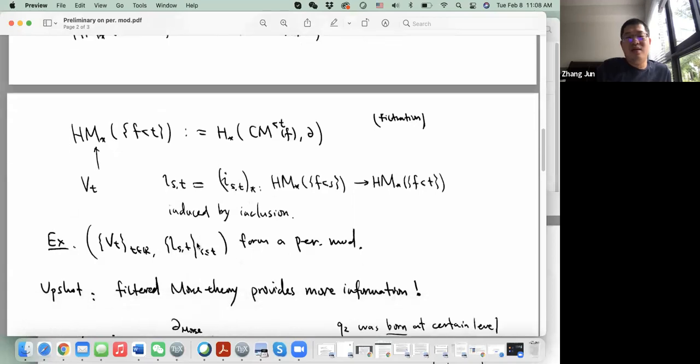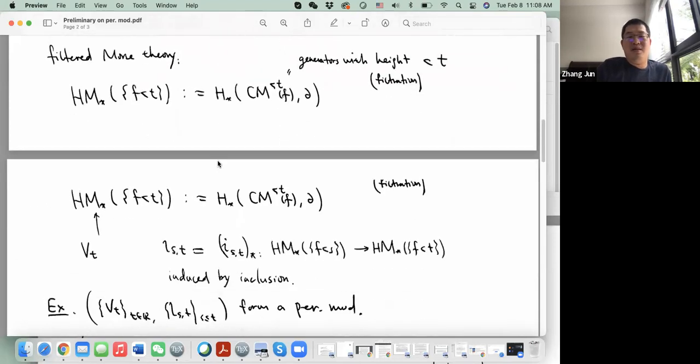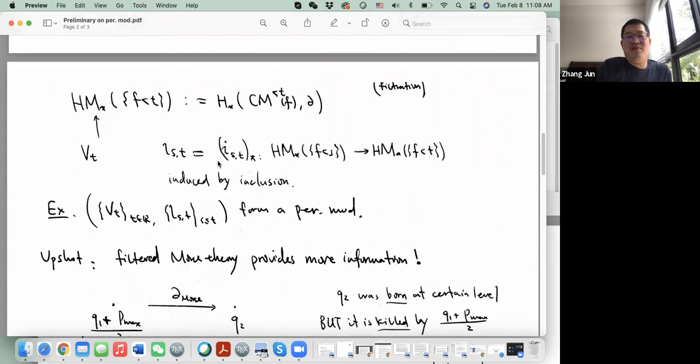And you can check, it's a good exercise, that if I assemble all the data in this way, you will get a persistence module. This is a very classic way to get a persistence module from geometry. And then you might wonder, what's the benefit of having this filtered version instead of the classic ones, right?